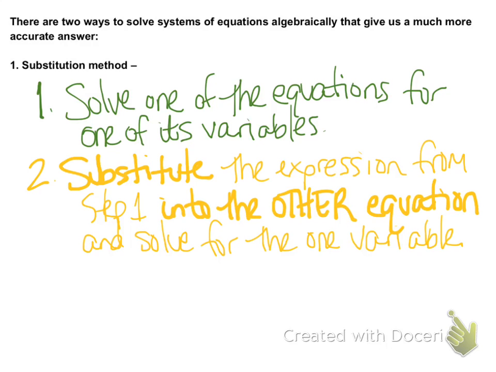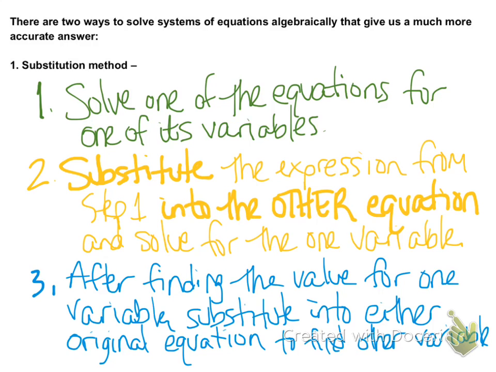After you do that, you would substitute the expression that you found from step 1 into the other equation and solve for the variable that's left in that equation. And finally, after you found the value for one variable, you're going to substitute it into one of the original equations to find the other variable. This sounds a lot more difficult than it really is, so let's go ahead and do an example.